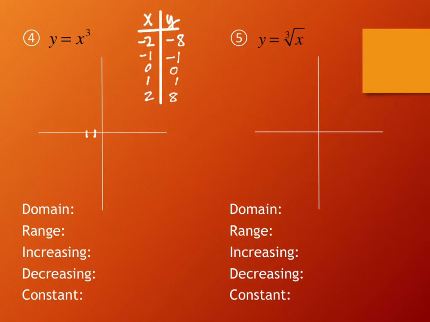So these would be my pairs that I would plot. So I have negative 2, negative 8. So that one would be down here. Negative 1, negative 1, and 0, 0. So they look like this. And then I have 1, 1. And then I have 2, 8.